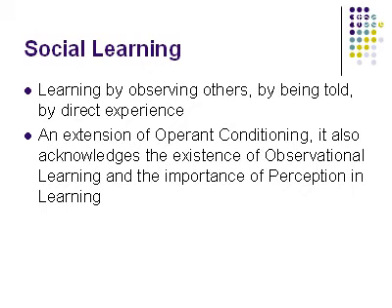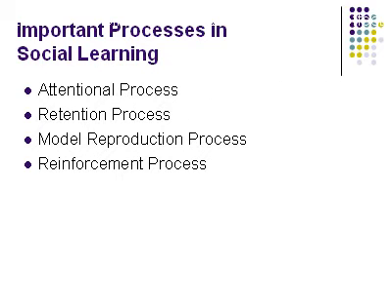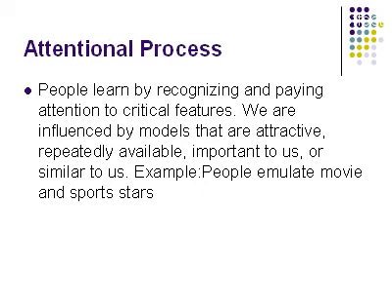Social learning is learning by observing others, by being told, or by direct experience. It is an extension of operant conditioning. It also acknowledges the existence of observational learning and the importance of perception in learning. The important processes in social learning are attentional processes, retentional processes, model reproduction processes, and reinforcement processes.